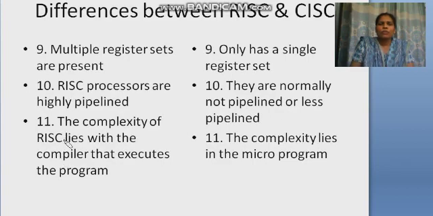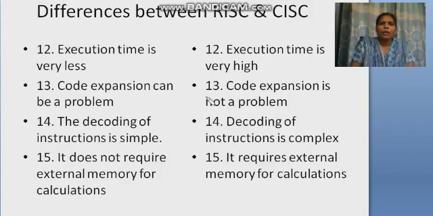In case of RISC, the complexity lies with the compiler that executes the program. In case of CISC, the complexity lies in the microprogram we make for the task to be done in the CISC architecture. So this is another point of difference. And now in case of RISC, execution time is very less, but in case of CISC, it is very high.